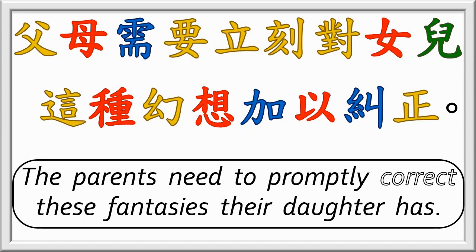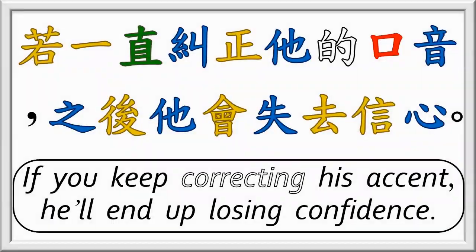父母需要立刻对女儿这种幻想加以纠正。The parents need to promptly correct these fantasies their daughter has. Notice the phrase 加以 expressing how the aforementioned problem is to be dealt with. 若一直纠正他的口音，之后他会失去信心。If you keep correcting his accent, he'll end up losing confidence.